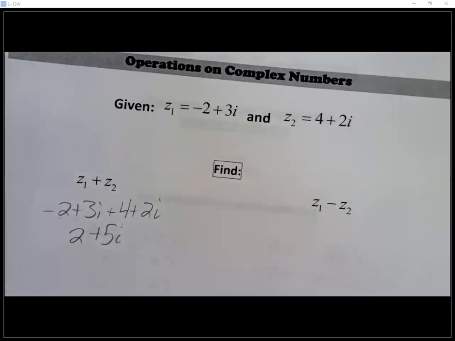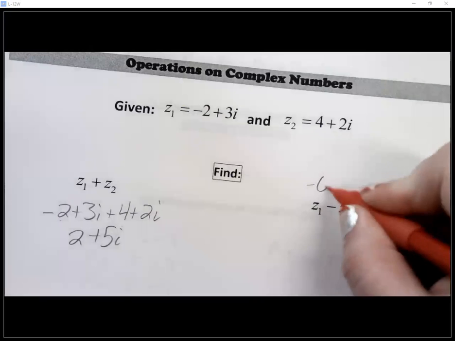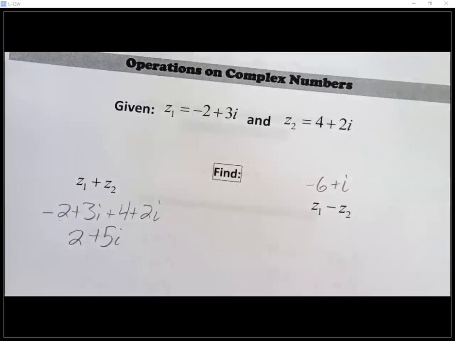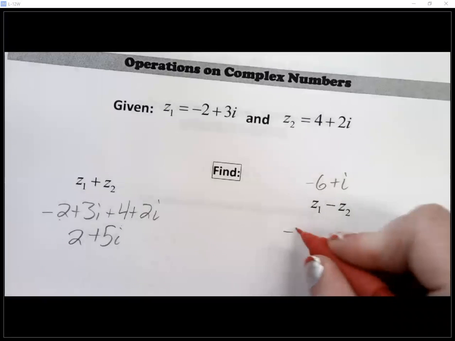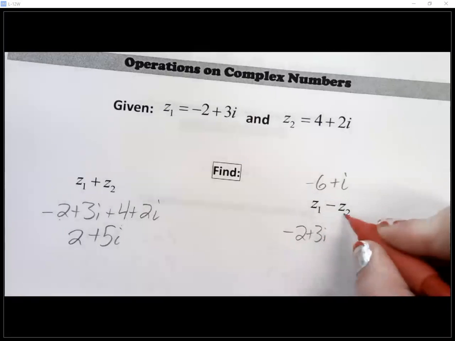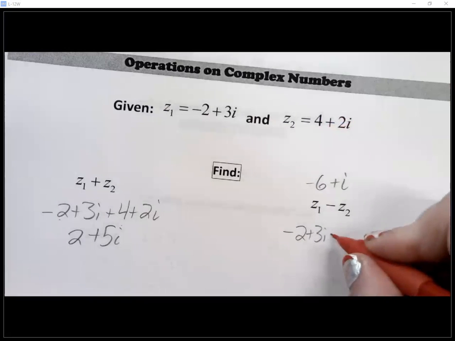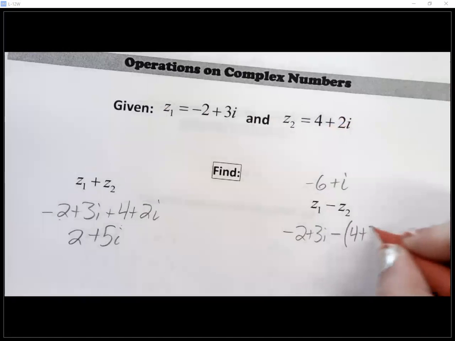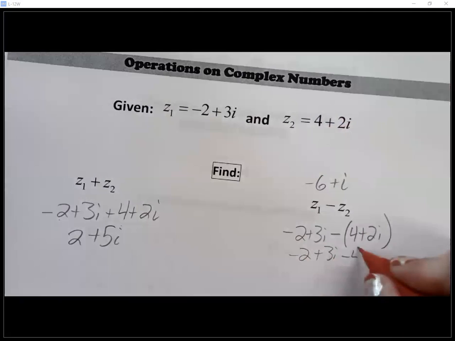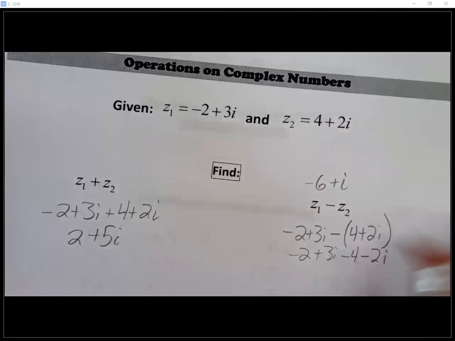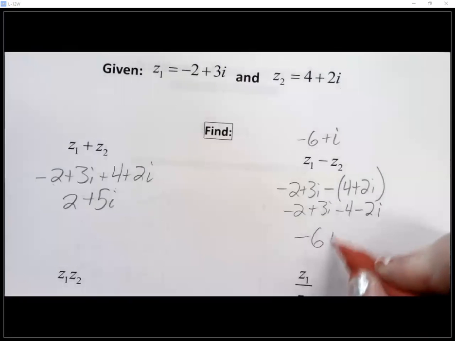You have it? Go ahead, Mackenzie. -6 plus i. All right. So make sure Z1 is -2 plus 3i. When you are subtracting, this number has 2 parts. You have to subtract the whole thing. So please make sure that you distribute it. It should be -2 plus 3i minus 4 minus 2i. And now combine your like terms. So I agree with the -6 plus i, perfect.